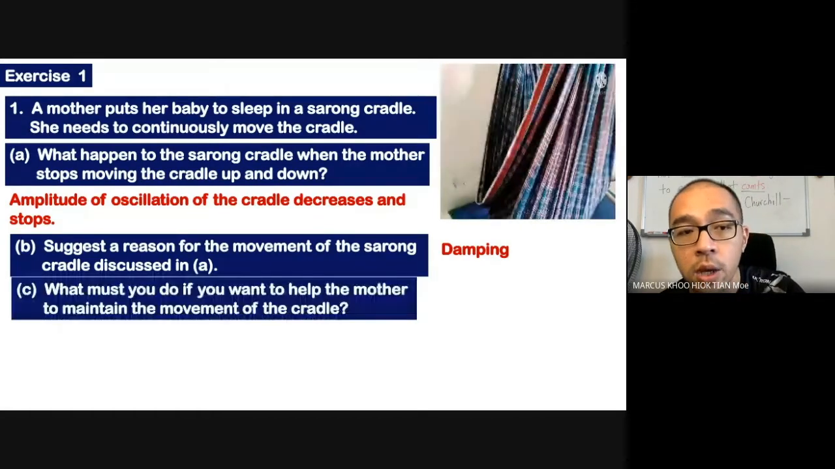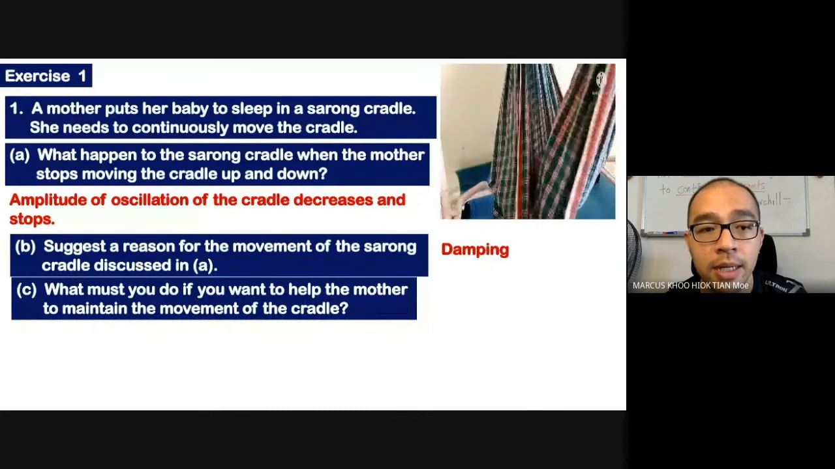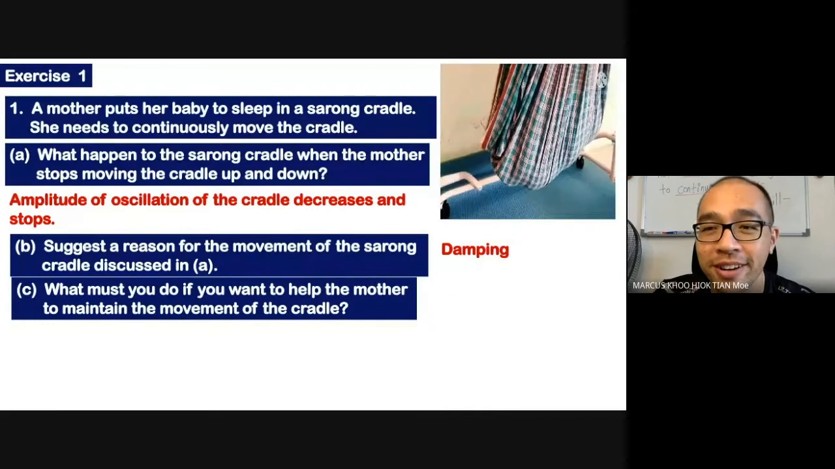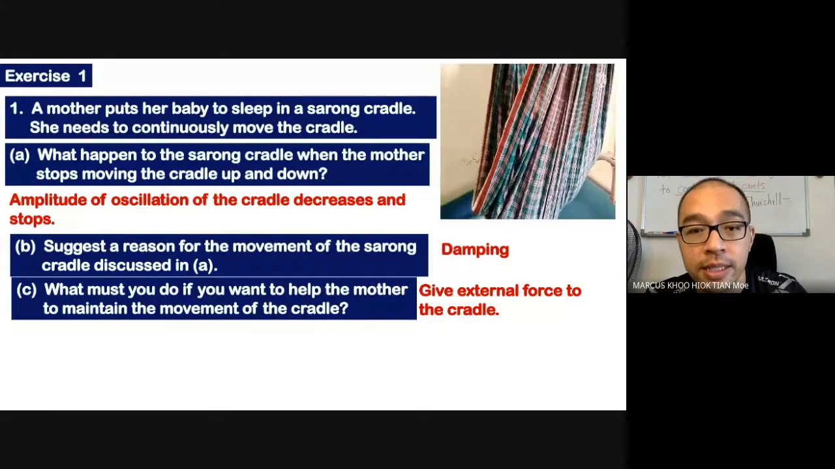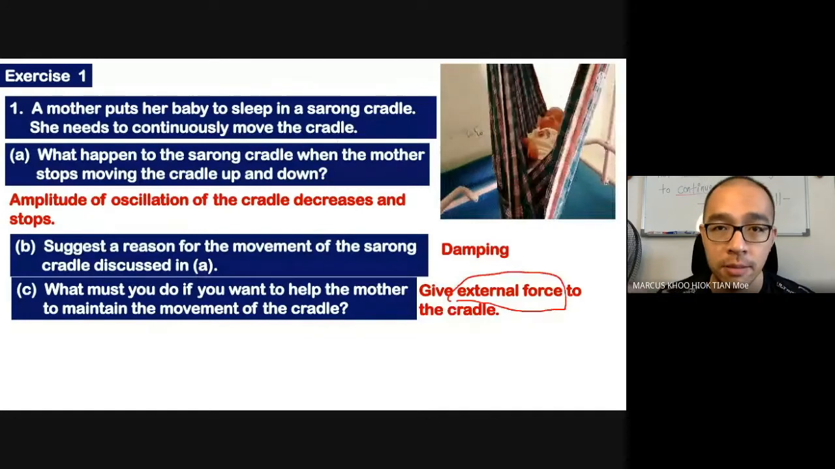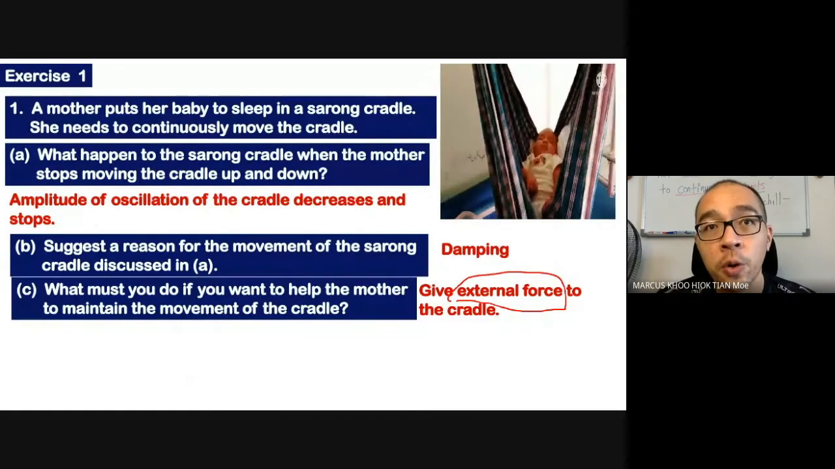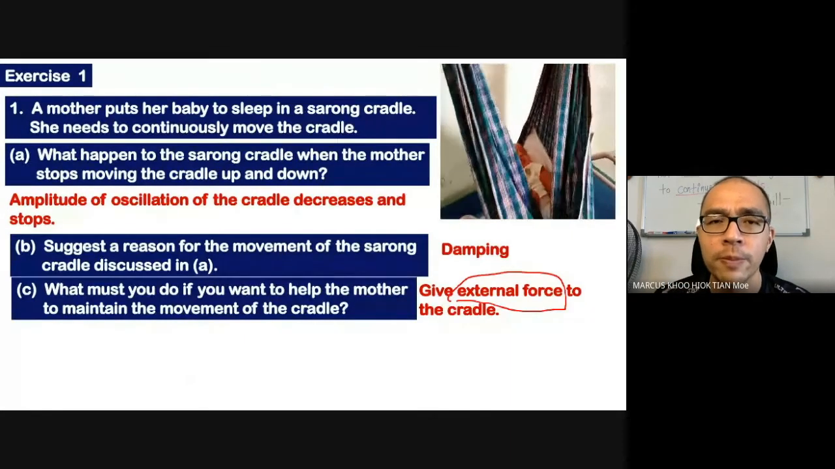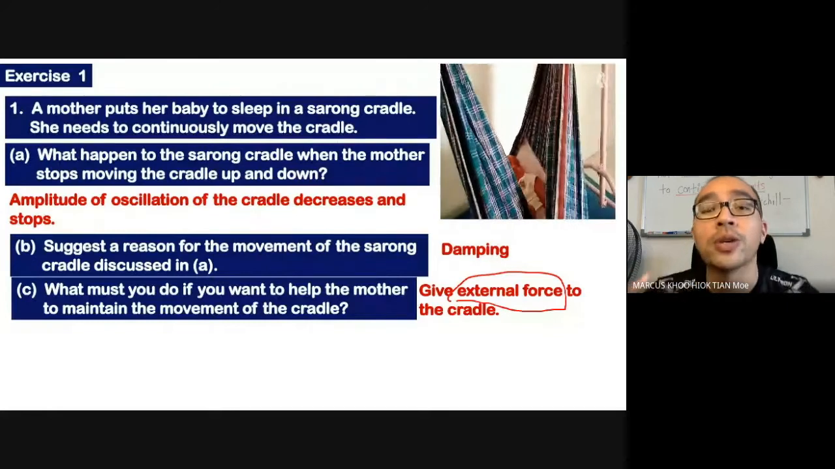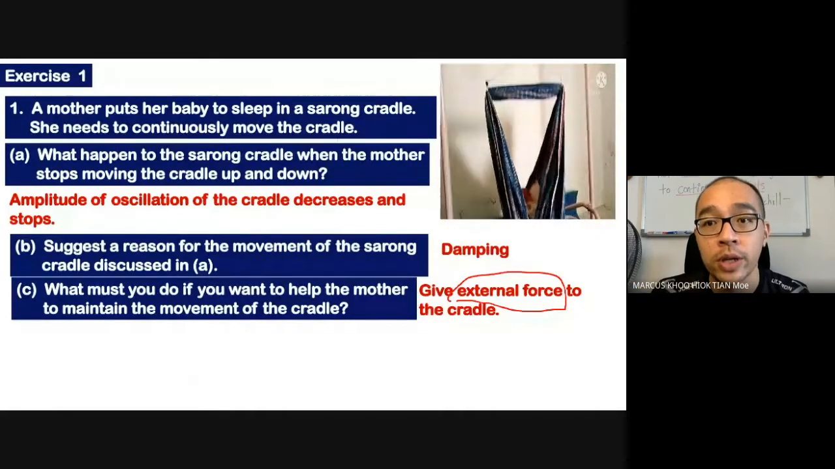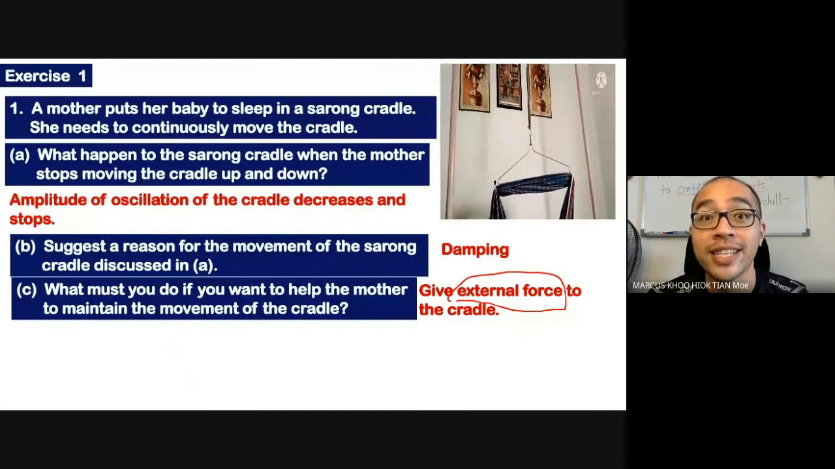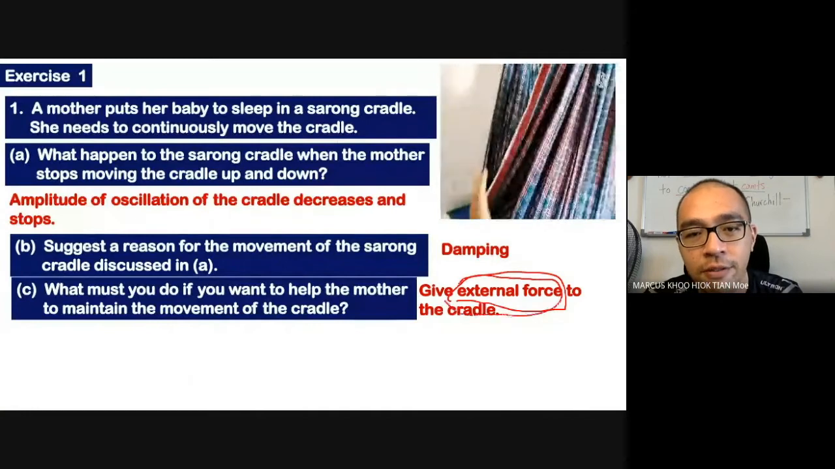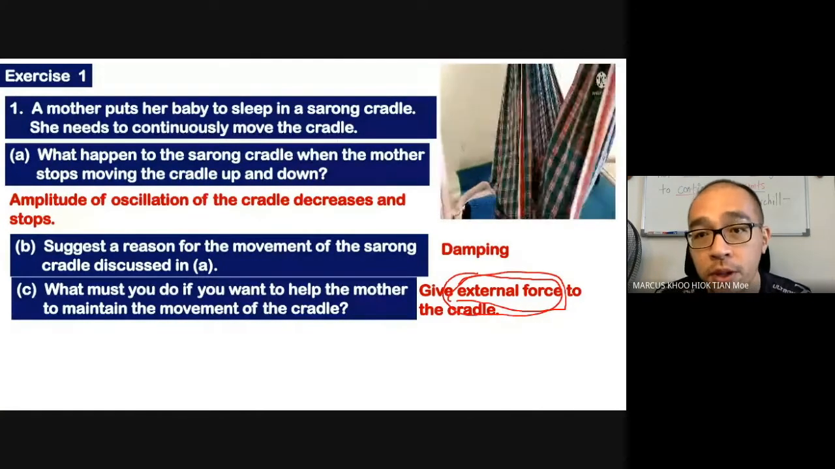So question C, what must you do if you want to help the mother maintain the movement of the cradle? You give an external force. You can't really do much about the internal. You can't go into the molecules and put a loudspeaker, "Hoi, molecules, do your job." What you can do is give them a little bit of a push so that they get this energy, like motivation. You give the molecules an external force so that they can continue oscillating.